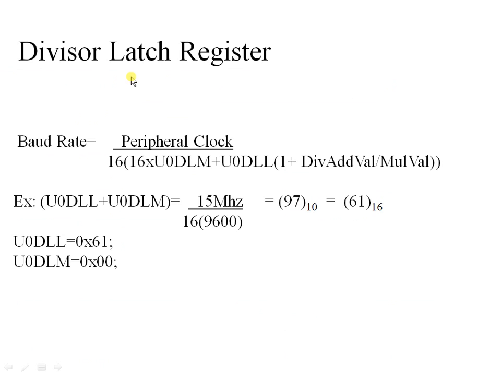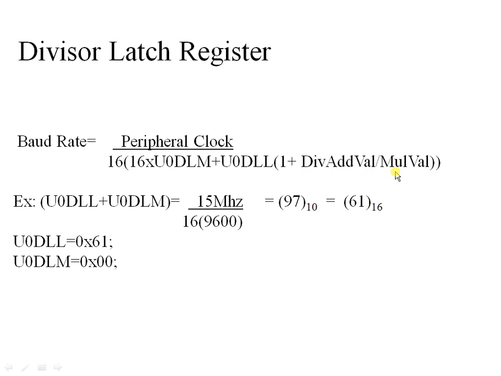Now let us see the divisor latch registers. Actually, we have 2 registers like DLL and DLM. These are the 2 registers which come under divisor latch registers. Here DLL is the LSB of the divisor latch register, and DLM is the MSB of the divisor latch register. It's a 32-bit register, so each of DLL and DLM is 16 bits in size. Okay, so we use this formula for calculating the baud rate, that is baud rate equals peripheral clock divided by 16 into (U0DLM plus U0DLL) into (1 plus DivAddVal by MulVal).